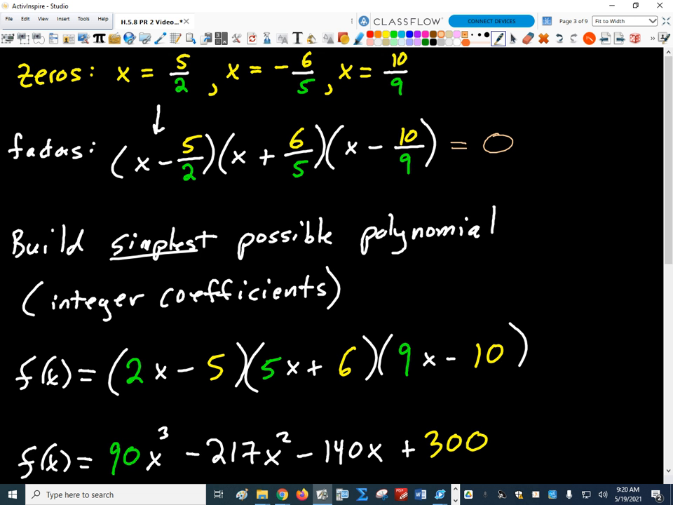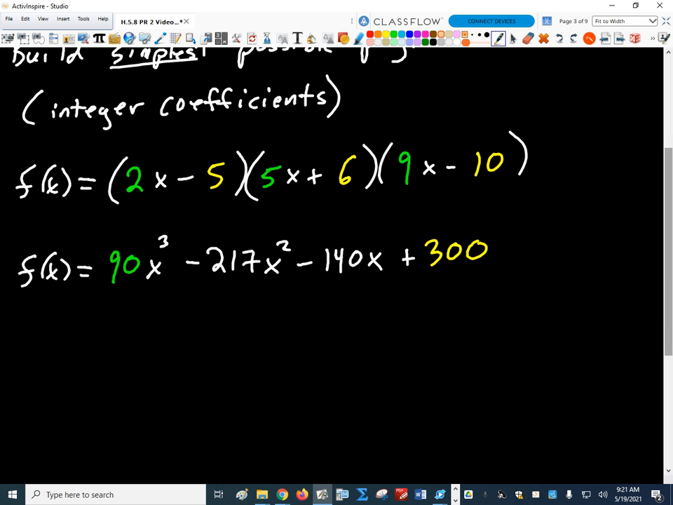Okay, good. All right, so if I multiply this whole thing out, we're not going to go through that hassle. You can all do that. This is what we'd get. We'd get 90x cubed minus blah, blah, blah. We don't care. Plus 300 we do care about. We got the 90 because that's the product of 2 times 5 times 9. We got the 300 because that's the product of 5 times 6 times 10.